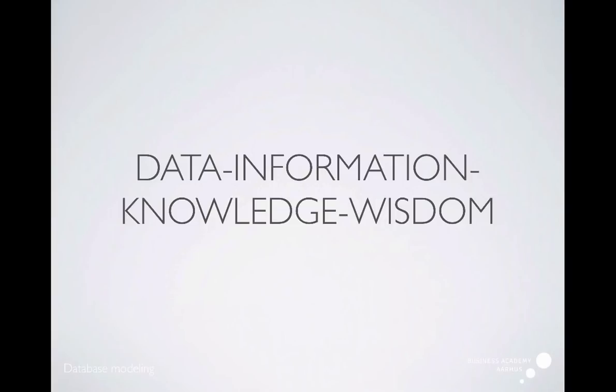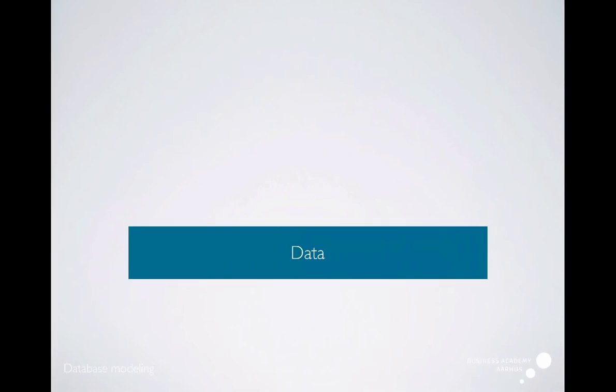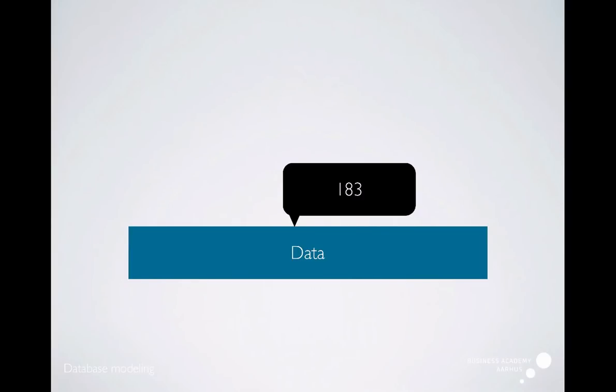Before we go into the database modeling, I will just say a few words about this stage: data, information, knowledge, and wisdom. Because some people interchange information with data and knowledge with information. So I'll just clear it out here with a small example of what data actually is. Data could be a number, for example 183. 183 could be the height of a person. It could be seconds. We don't know. We haven't qualified this number yet.